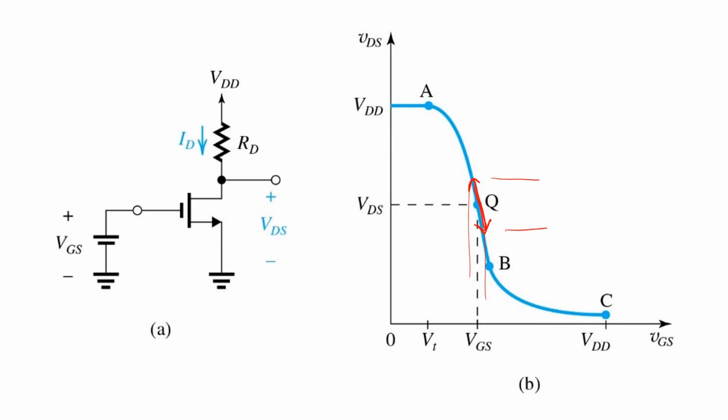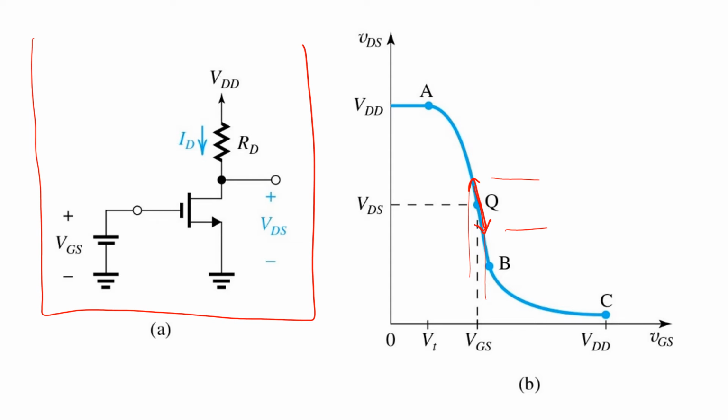Now, the DC analysis of the circuit shown here is something we've already considered. It can be solved for, since we know we're in saturation, using the square law IV relationship of the MOSFET. Neglecting channel length modulation, we can say that ID is half Kn times (VGS minus VTN) squared.